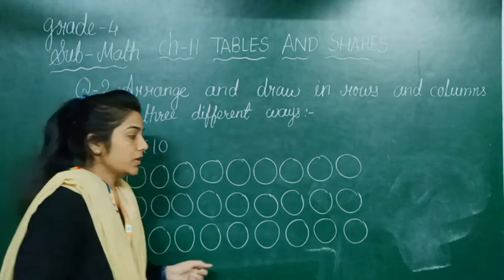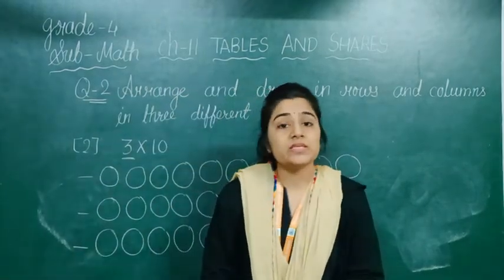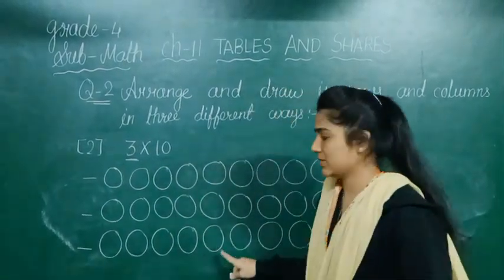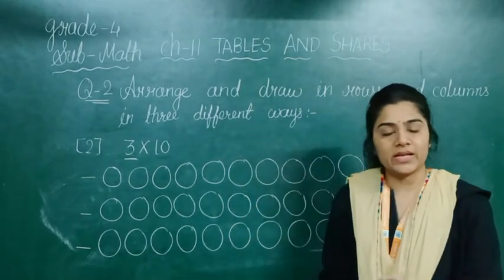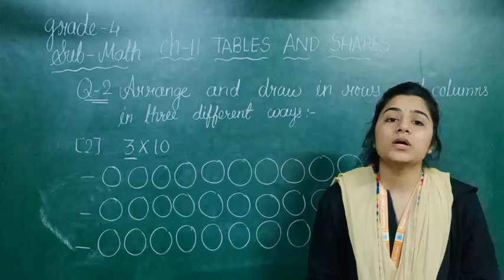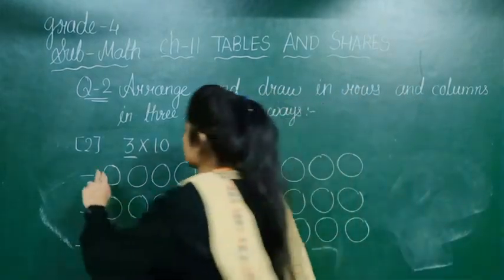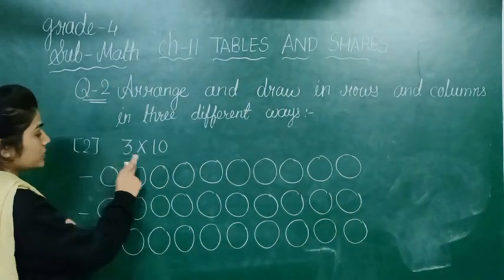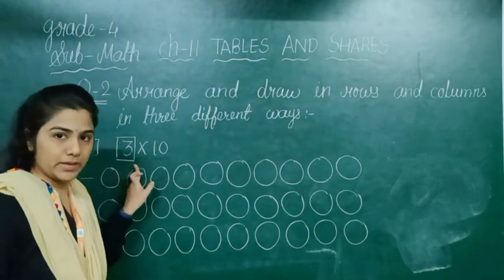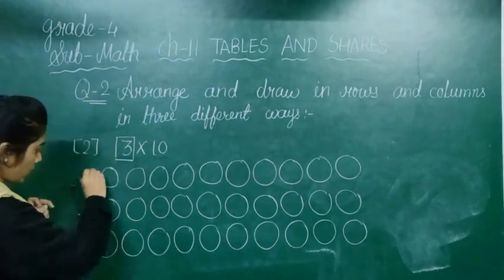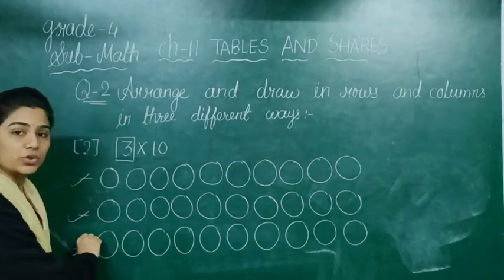See, again I am repeating that instead of a jug I am drawing a circle, because in your workbook a jug is given, but you can take any kind of shape whenever you are writing the answer. Now see, 3 tens are. So what is the meaning of this? 3 is the multiplier, so we have taken 1, 2 and 3 rows.